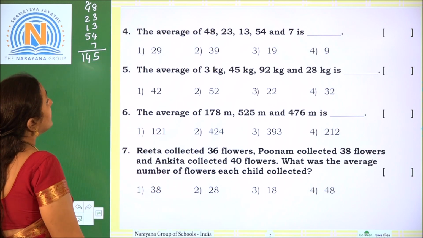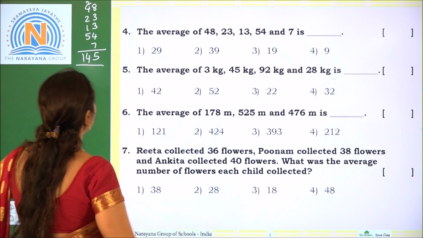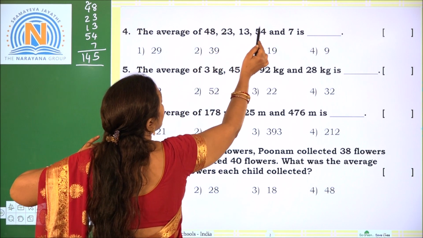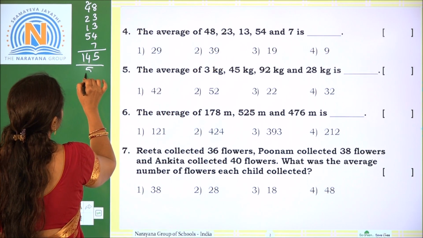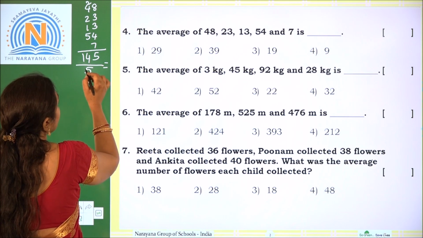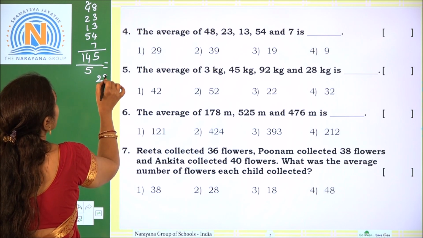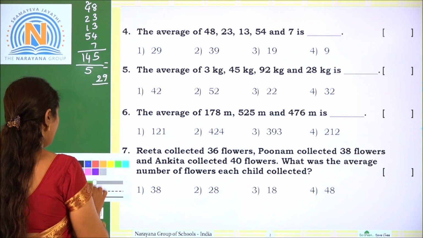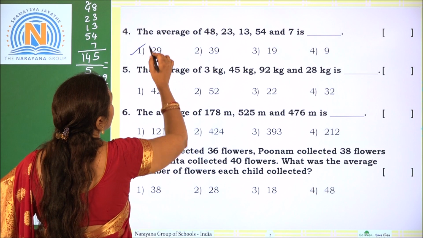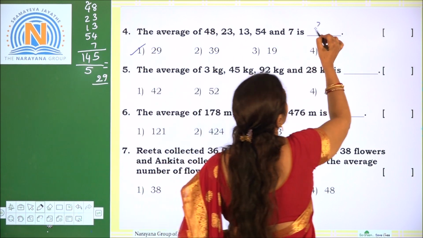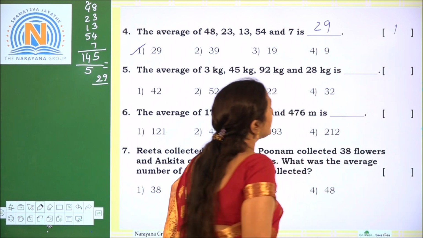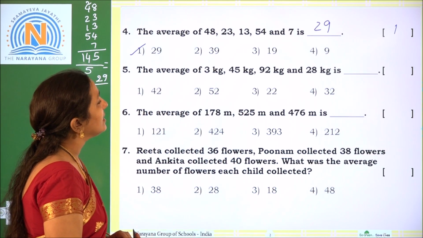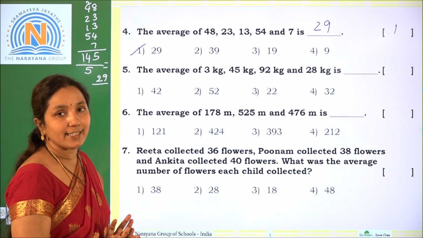Okay, so then what do we have to do? The sum of the objects has come. The number of objects: how many? 1, 2, 3, 4, 5. So 5 objects. Now divide. How much will you get? 29. Which is the correct option, children? 29, the correct option is 1. So the average is 29. The required option is 1.